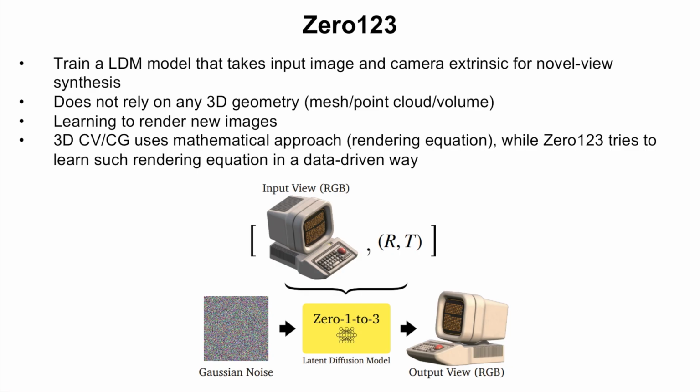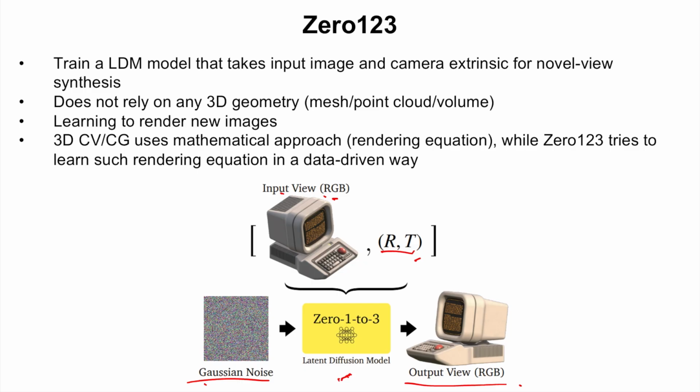So here it shows the pipeline. It has the input view image RGB and then camera extrinsics R and T. We learn camera extrinsics, right? Rotation and translation of the camera. We pass this to the latent diffusion model with Gaussian noise, and it outputs the corresponding image of the novel view. That is very interesting, right?